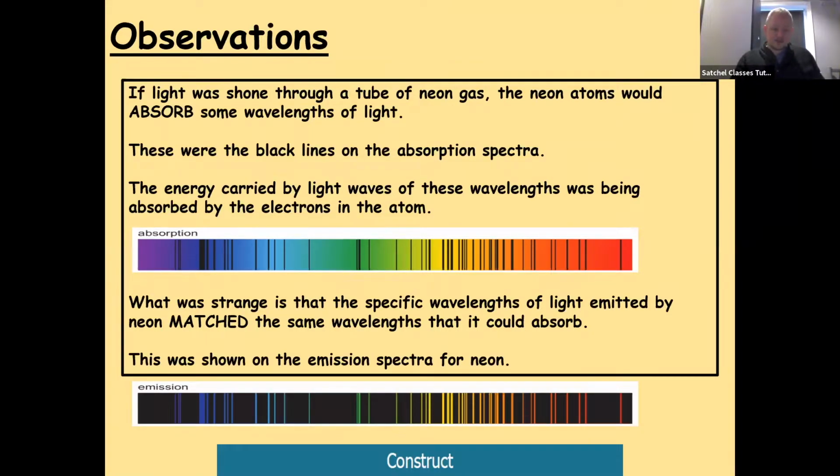And you can see that the colored lines here match the black lines on the absorption spectra, meaning that it's absorbing a wavelength of light and then emitting that same wavelength. So what's going on?